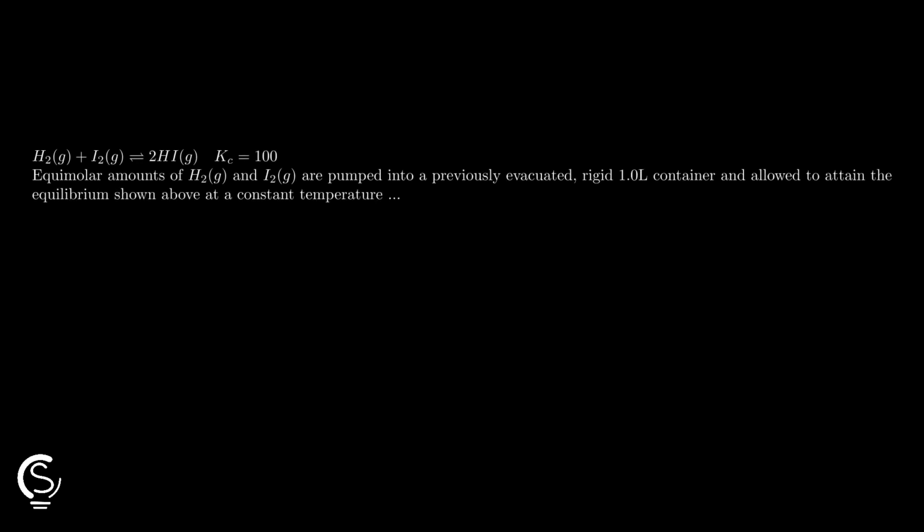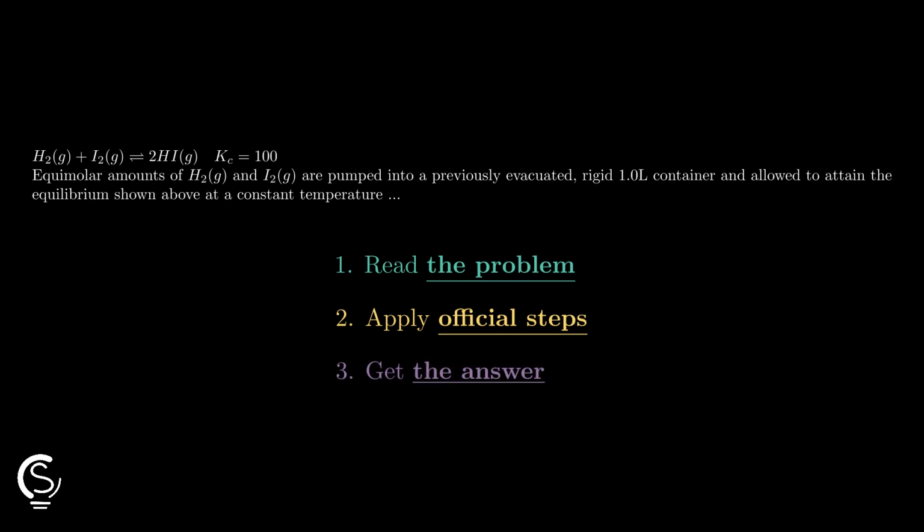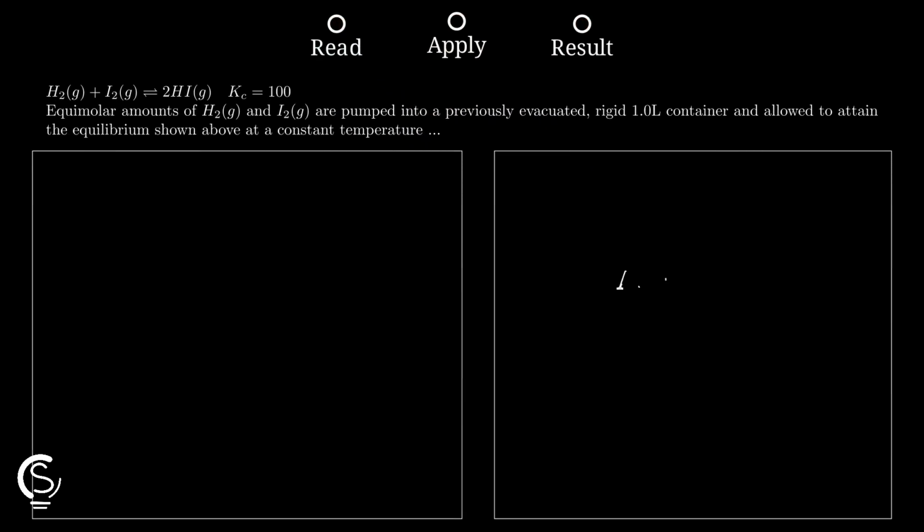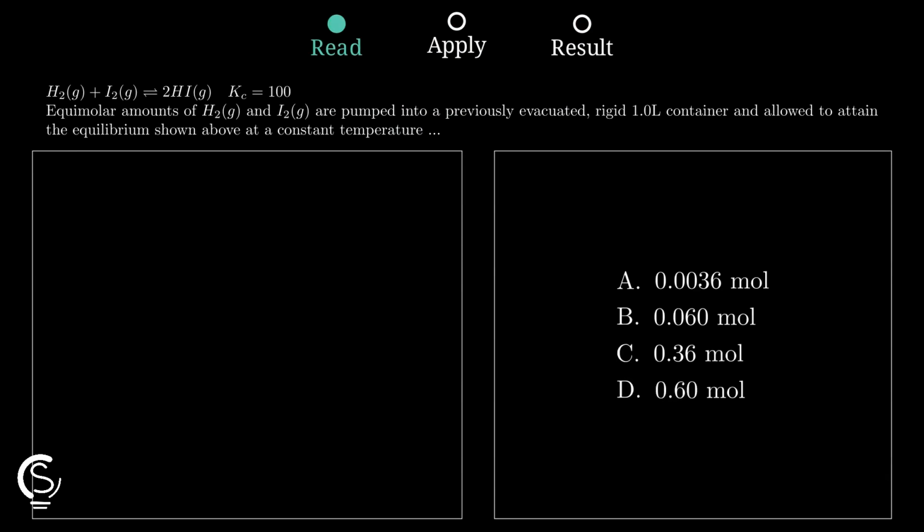Equilibrium questions look scary, but this one collapses fast if you track the mole changes carefully and turn that key Kc expression into one clean equation. Let the initial moles of both H2 and I2 be X, since they're equimolar in a rigid 1.0 liter container, so moles and concentrations are numerically the same here.